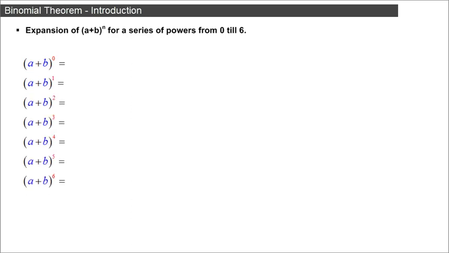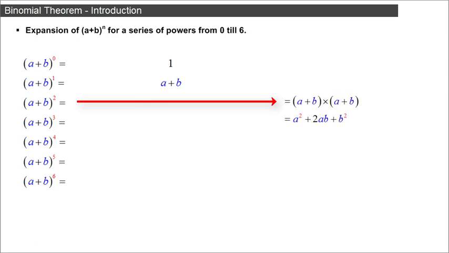The first one, that is (a + b)^0, equals 1, and that's based on one of the laws of indices that says anything raised to the power of 0 is 1, so this would be 1. Next, (a + b)^1 will repeat the terms in the bracket, and that's it. Next, (a + b)^2, that is (a + b) squared, which is (a + b) multiplied by (a + b).